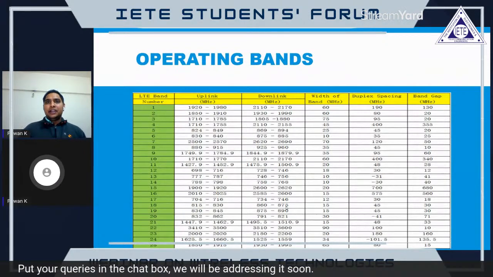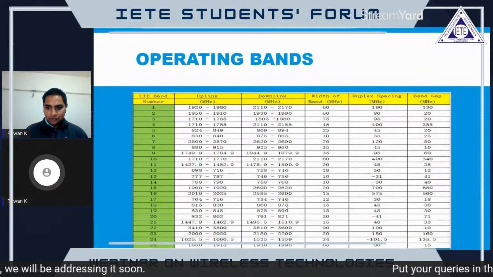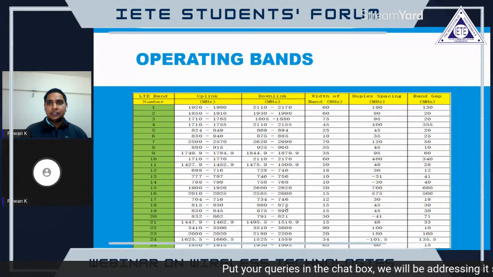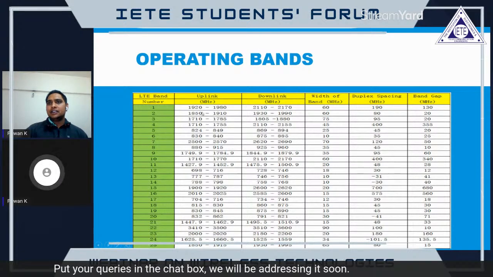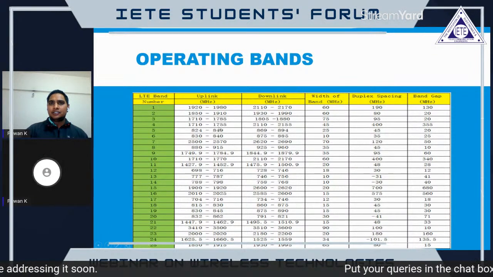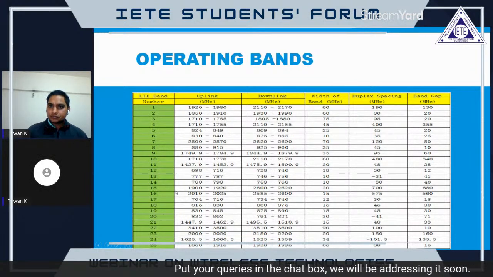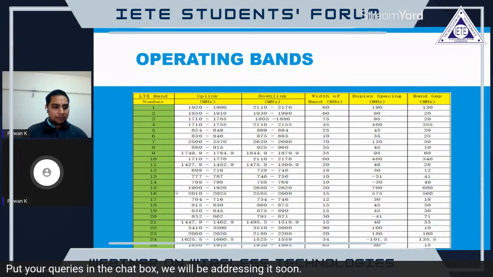These are the operating bands which will be used to send the information between UE and eNB. These are the uplink and the downlink frequencies, the width of the band, and the spacing as well. We will not dictate all these things. These are the different bands which support different ranges of frequencies, and depending upon the frequencies, UE and eNB will be able to communicate with each other.